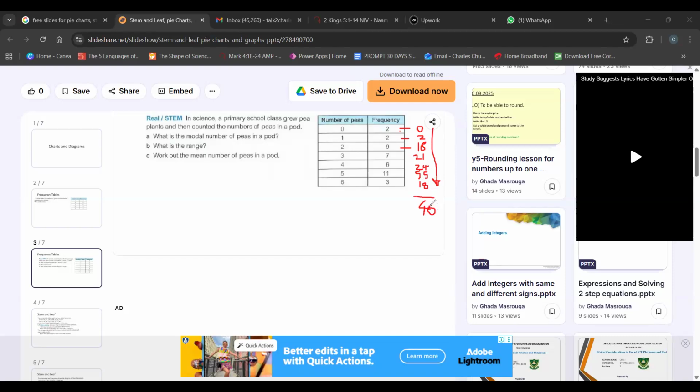Can you repeat that? Yes, I said, do you know why we had to multiply the number of peas by each one's frequency? Is it because if zero peas grew, then it wouldn't count as two peas growing.